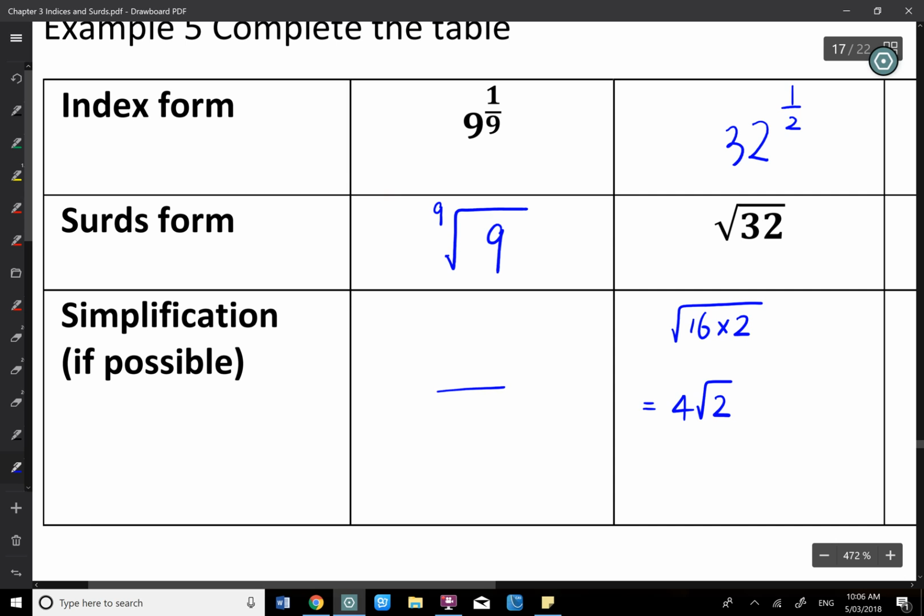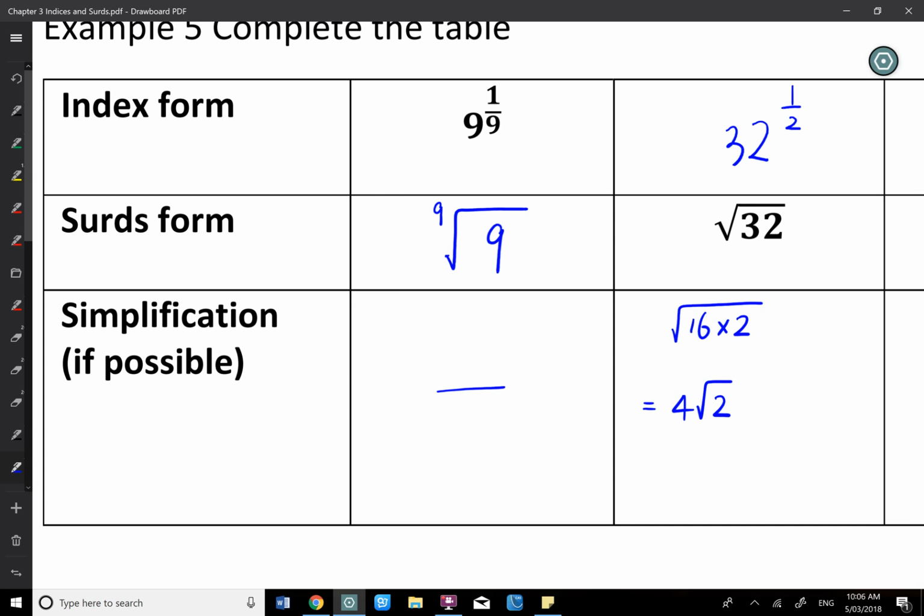That's the end of it. You can't simplify this anymore because you don't have 9 repeated factors. I can't drag anything out or get rid of anything. So that's why I can't simplify it.